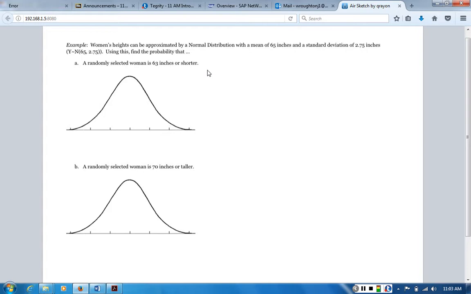Now these pictures were already pretty nice and gave you the little tick marks along the bottom. So let's start by putting the mean on there, 65. This time our standard deviation is 2.75. So as I move to the left, I subtract 2.75, subtract 2.75, subtract 2.75. So that one's 62 1/4. This one is 59 1/2. And then finally 56.75. Going in the opposite direction, we're going to add that 2.75 each time.